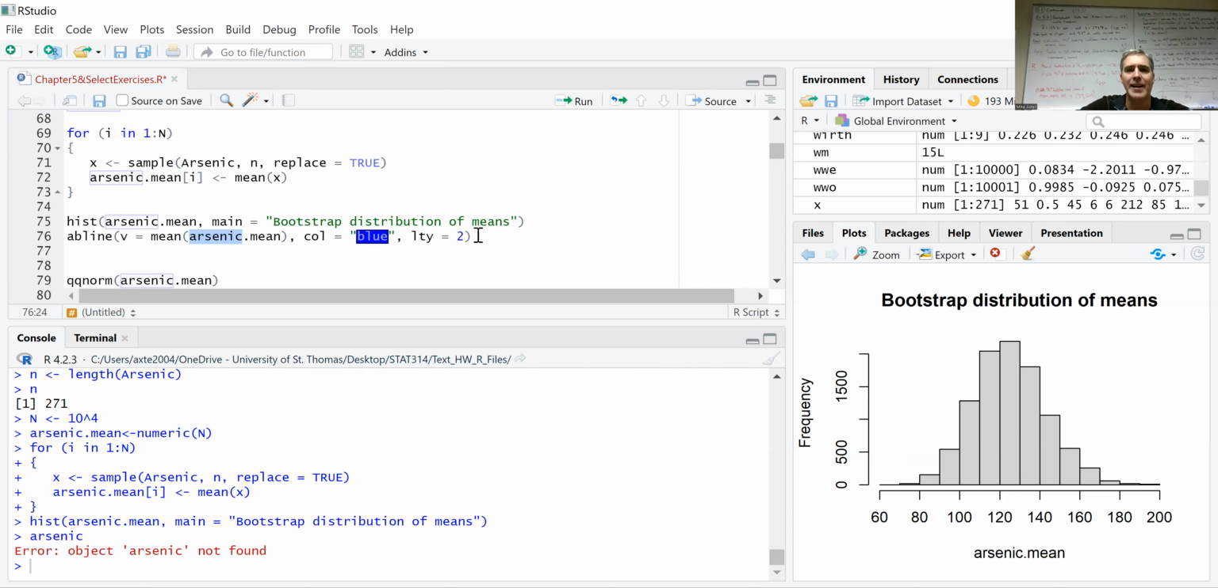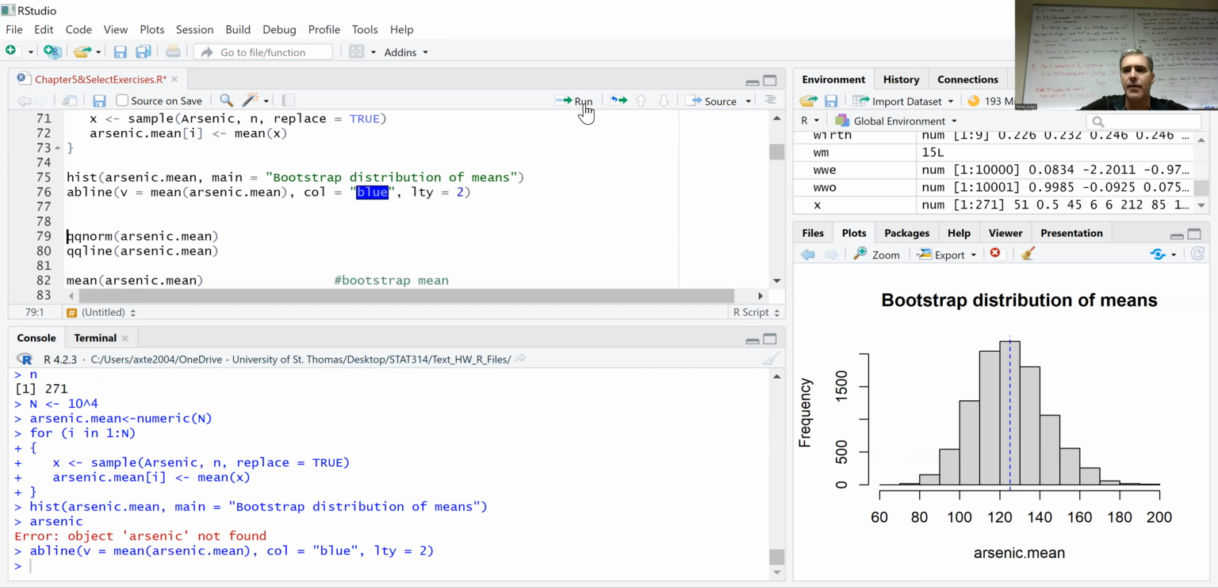You know, I think when I highlight it, it messes it up. So I'm going to rerun line 76, and there's the mean. And if you note, the mean of the original sample, which is in blue, looks like it's about the mean of the bootstrap distribution, which is the histogram.